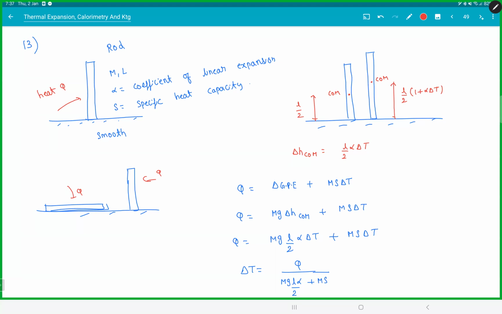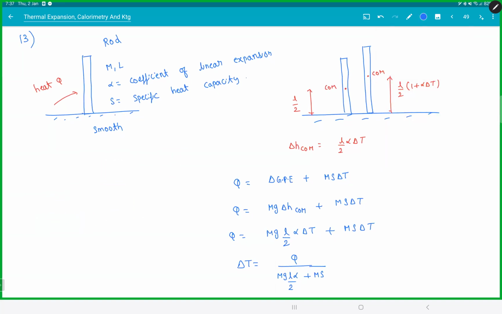The horizontal rod will expand like this, so there's no change in potential energy. The vertical rod will expand like this. You used some of the energy to increase the height. Makes sense. They did ask a question like this in JEE Advanced.